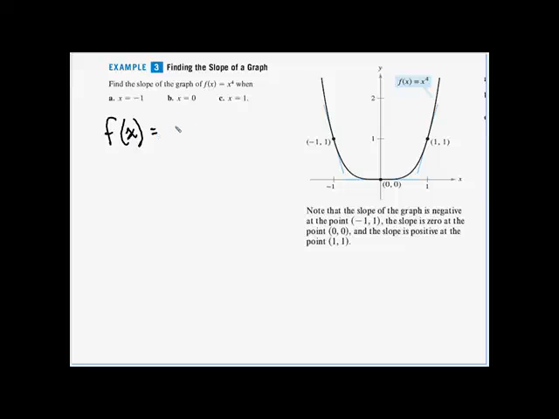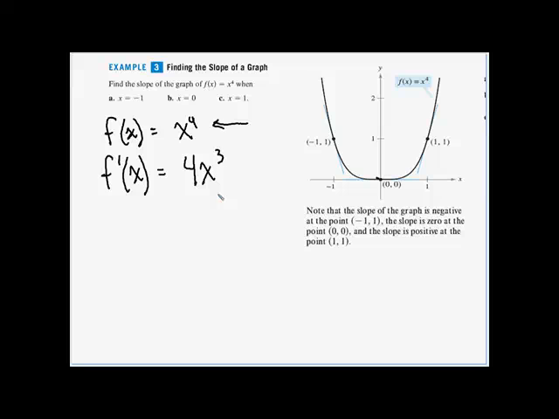So our function, f of x is x to the fourth. Even-powered functions are parabolas opening up. So we can see here we got an idea. We know roughly what the shape is going to be. If it was just squared, it wouldn't be quite so bottomed out here. But let's take our derivative. F prime of x is going to be 4x to the third power.